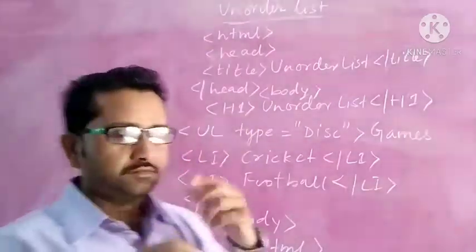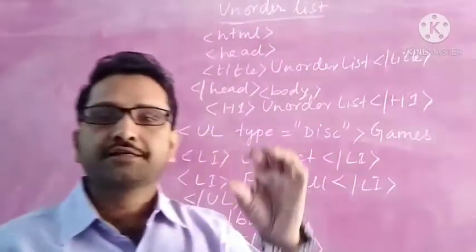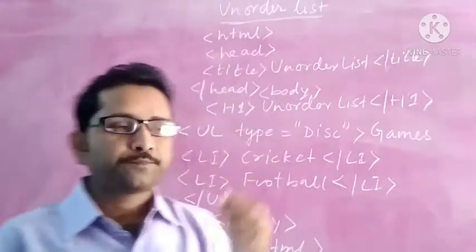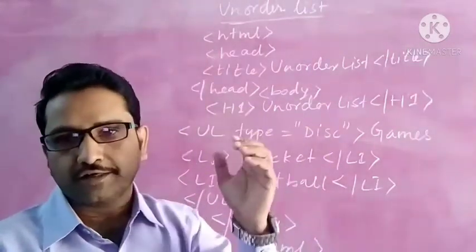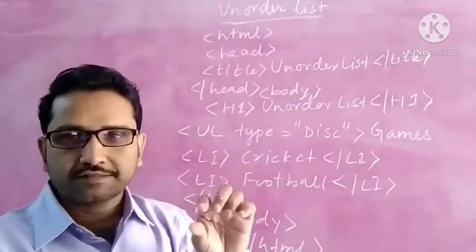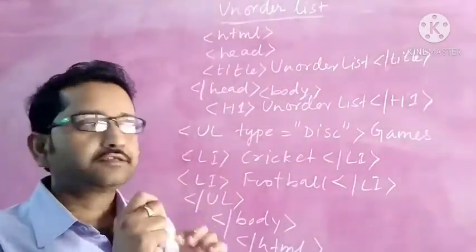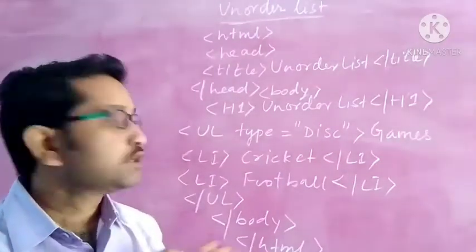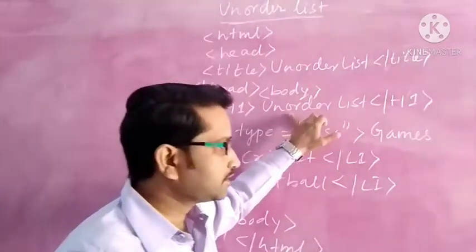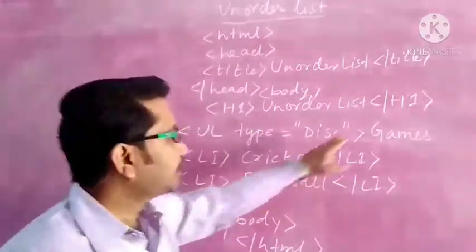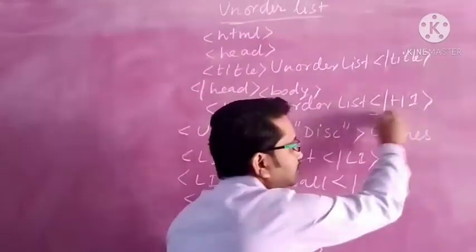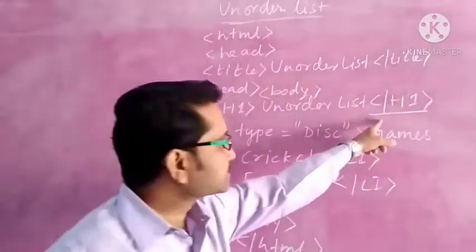I discussed in the previous class that for headings we can use H1 to H6. H1 is the most prominent heading, and after that H2, H3, H4, and lastly H6 is the least prominent heading. So I have used H1 and written unordered list in it. H1 is a container tag, so it is closed over here with the slash sign.